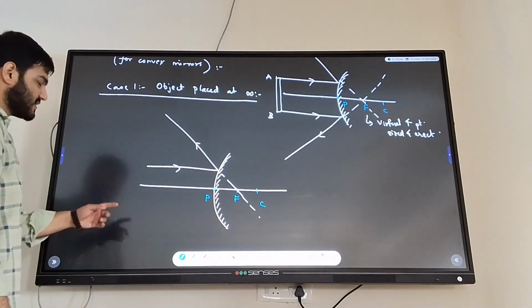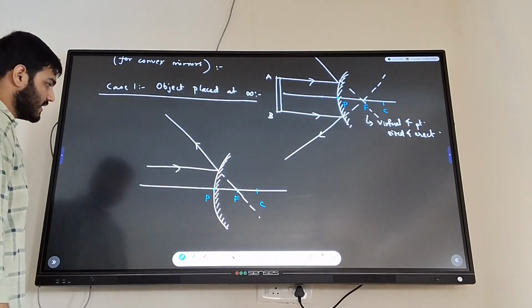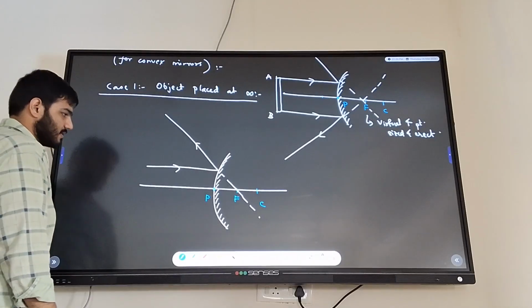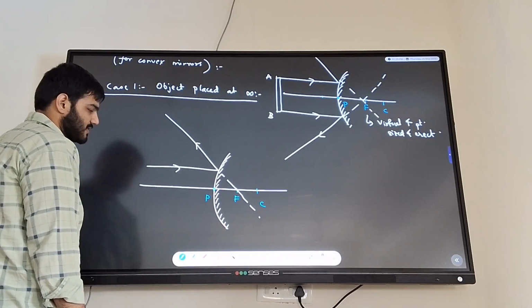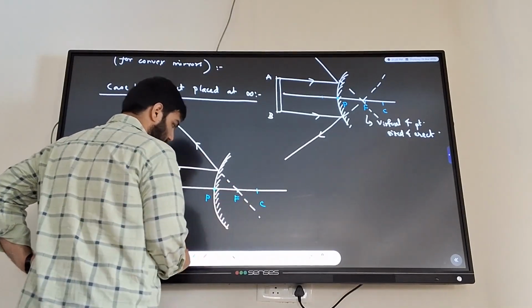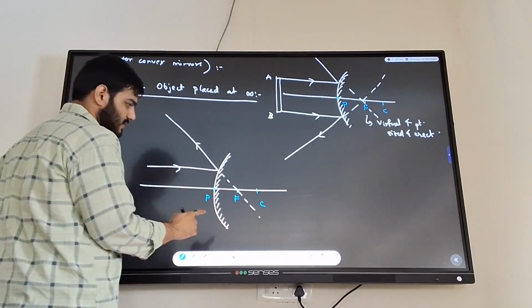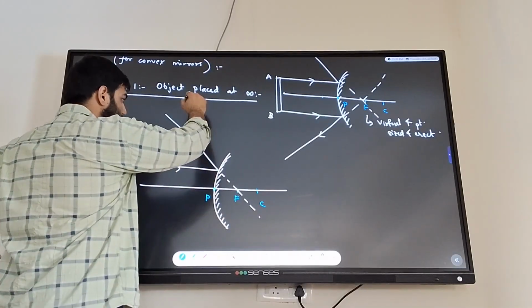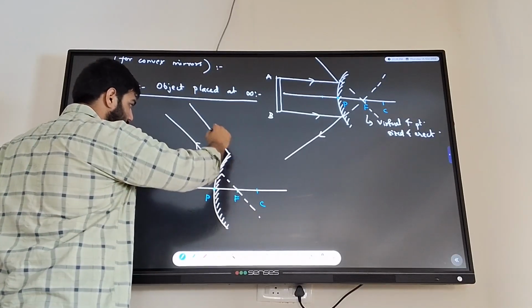An object is placed anywhere? Yes, anywhere, and how should I consider my second ray? You can take it to the center of curvature or from P. But if I take the center of curvature, then it will pass like this. Not necessarily, you can tilt it.